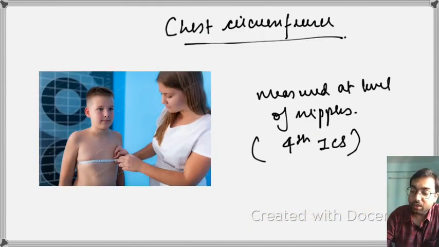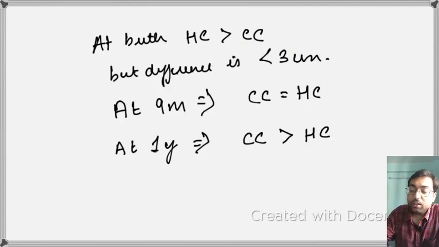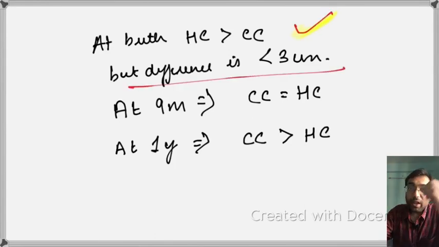Now the next topic is chest circumference. You can see this lady is measuring the chest circumference at the level of the nipples, the fourth intercostal space. At birth, head circumference is more than chest circumference, but the difference is less than 3. Why? Because many children are born with macrocephaly or hydrocephalus. So if the head circumference is more than 3 above the chest circumference, you must get an idea that this is abnormal. You also know the normal head circumference at birth is 33 to 35 centimeter.